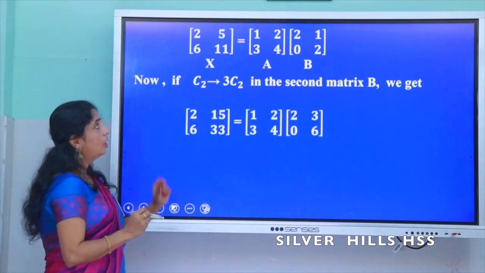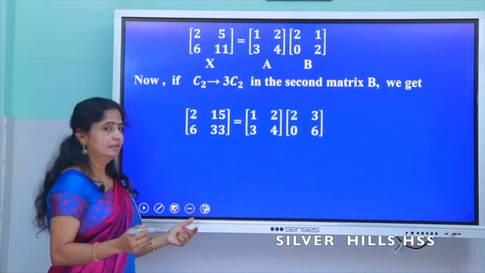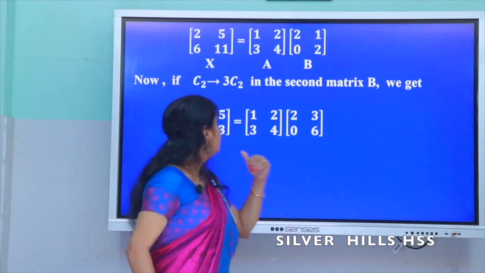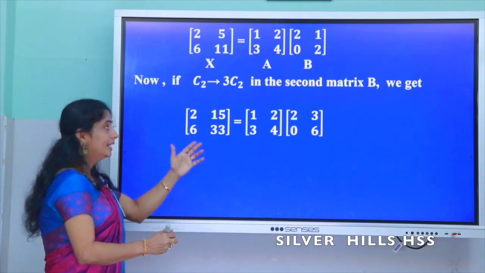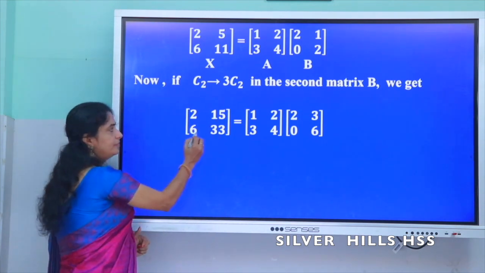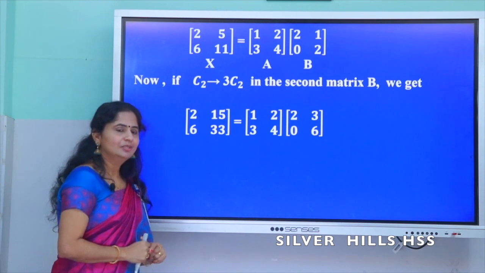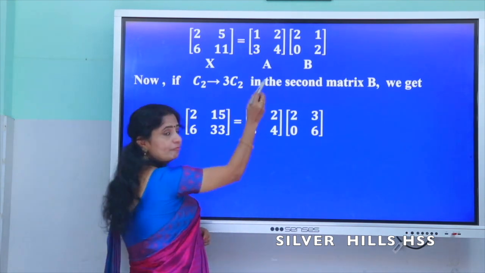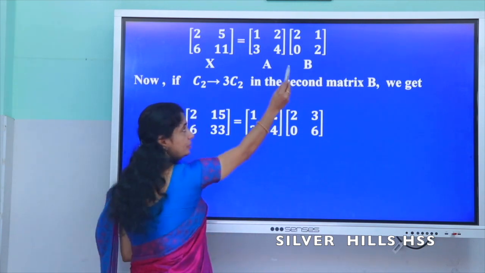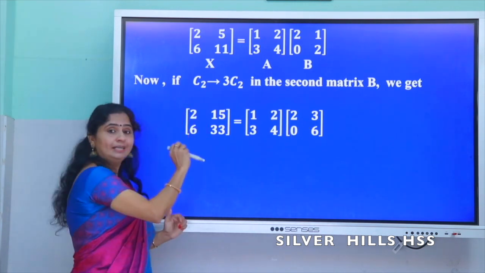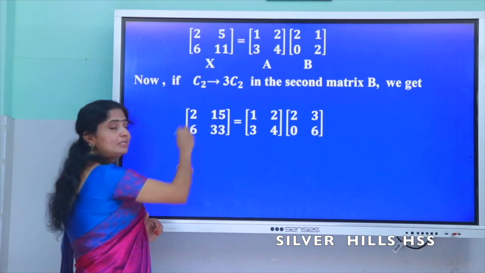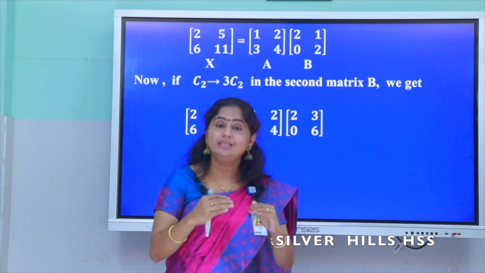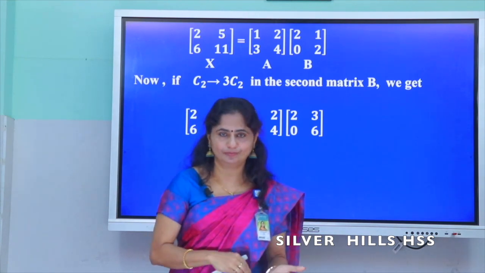On multiplying these two matrices, after multiplying the second column of the matrix B by 3, we get the product 2, 15, 6, 33. So, let's compare these two. When the second column of B is multiplied by 3, so 3 into 1, 3 2s are 6. Here also the second column is multiplied by 3, which means the same change takes place in the product also.